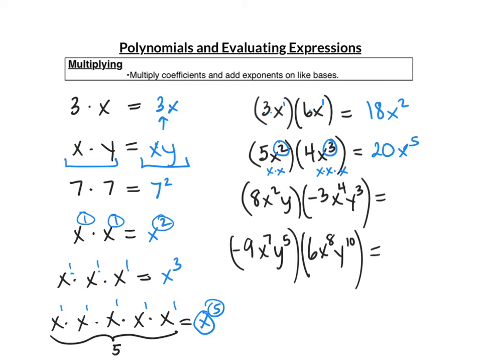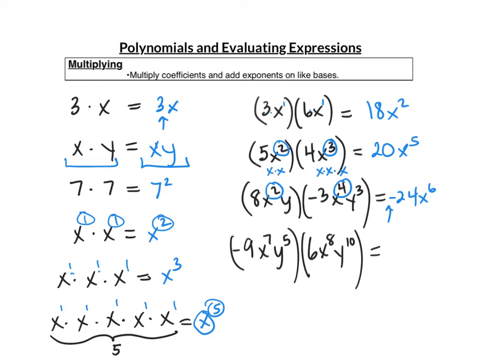Notice that 8 times negative 3 is negative 24. Always put the negative in front. Sometimes we'll get students that put it between things, and then it's a subtraction. Not what you want here. There's 2 x's here, x times x multiplied. There are 4 here multiplied. That means there's 6 multiplied altogether.